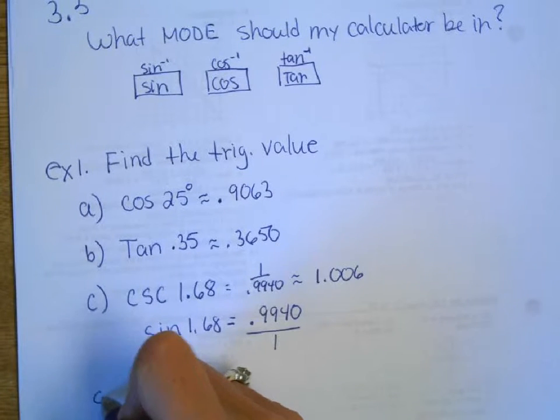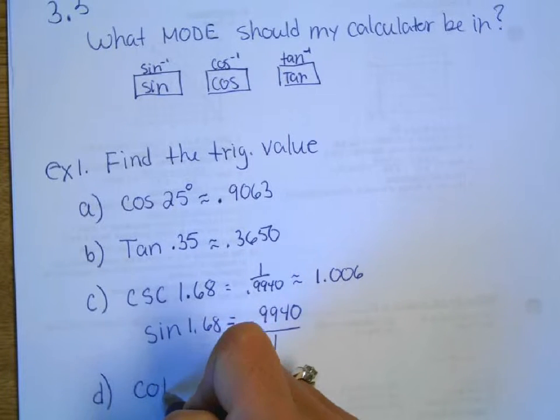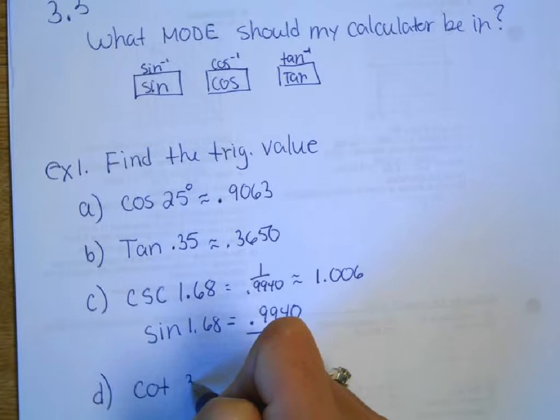Okay, one more. The cotangent of 3 pi over 7.